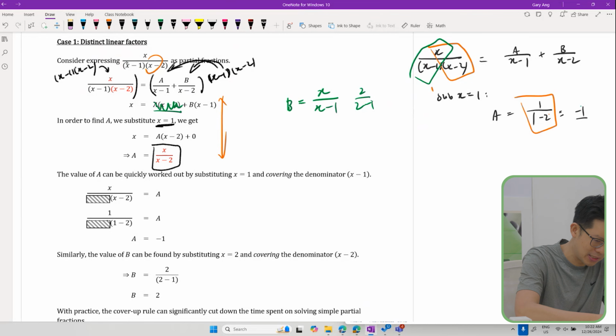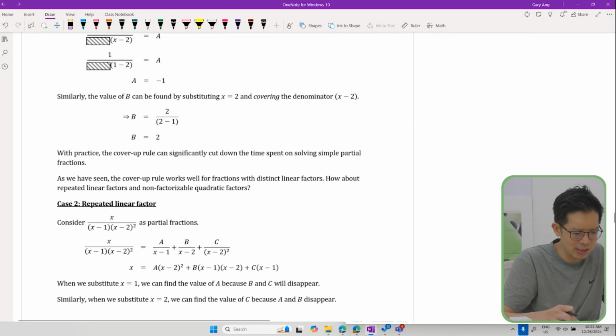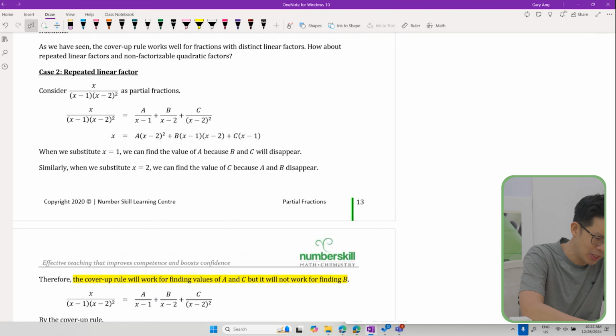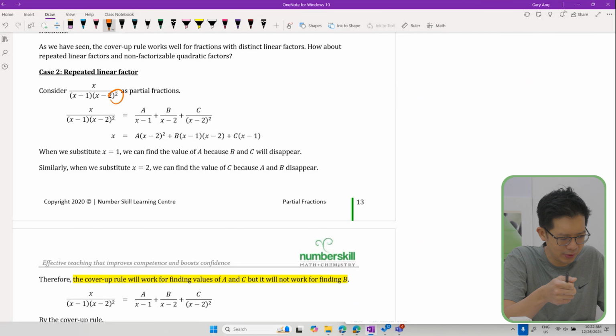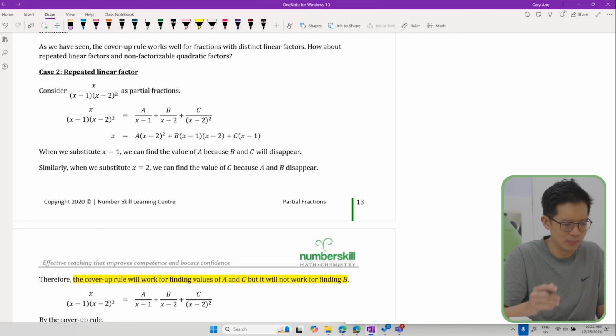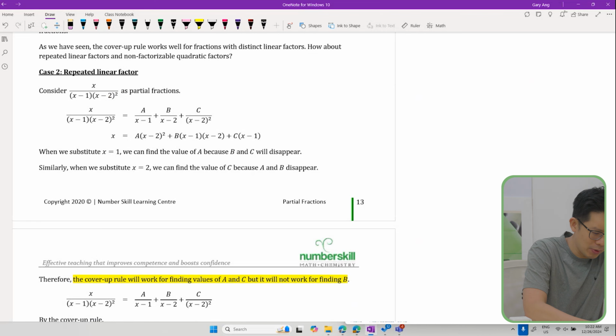Linear factors like this are distinct because they're different. So let's talk about the case 2 kind of application, what we call repeated linear factor. Repeated means you have more than 1. Usually in the syllabus, it's only squared, so that means twice. It won't be repeated 3 times; that is not in the syllabus. So anyway, these are what we call repeated factors.